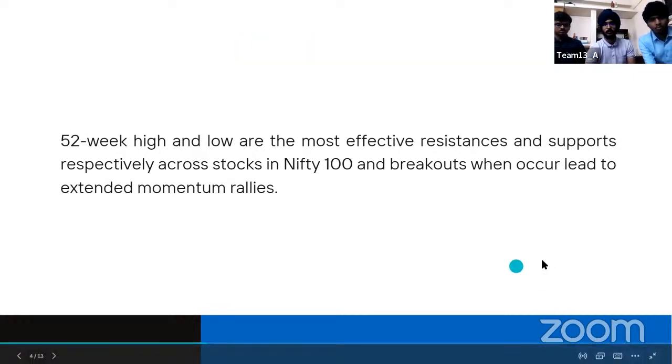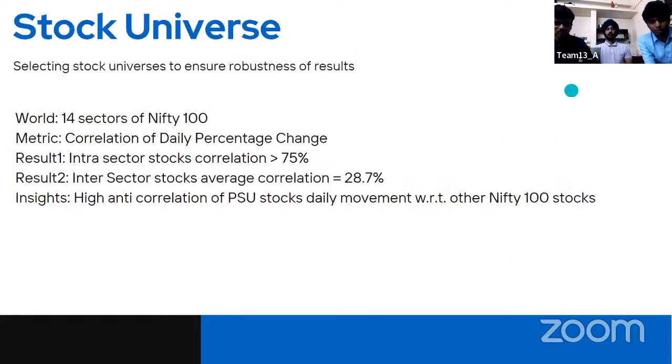Right. So moving on to the stock universe. To avoid overfitting, we created multiple stock universes. The approach we used for the same is as follows. While selecting these universes, we had a world made up of 14 sectors of the Nifty 100, and in each sector we tried to run some correlation tests. Now this correlation test wasn't over the daily data, but on the daily percentage change data, because that will tell you how correlated the daily movements are.